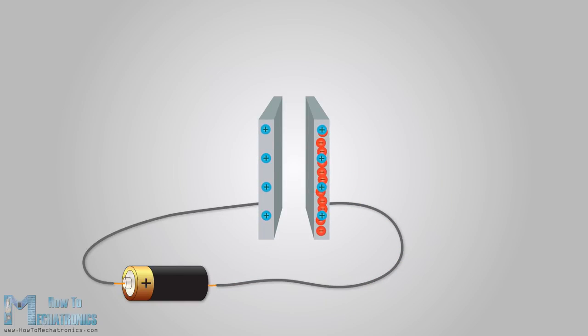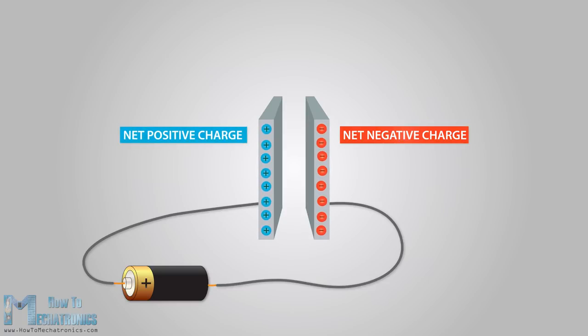The first plate has developed a net negative charge and the second plate has developed an equal net positive charge, creating an electric field with an attractive force between them, which holds the charge of the capacitor.